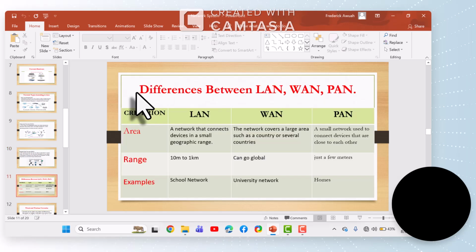So as we talk about the differences, the LAN covers some small geographical area, the WAN covers the globe, and the PAN is just a few meters. So the examples of the LAN are the school network and the university campus network, and the PAN is a home network. So these are the differences between the LAN, WAN, and the PAN.